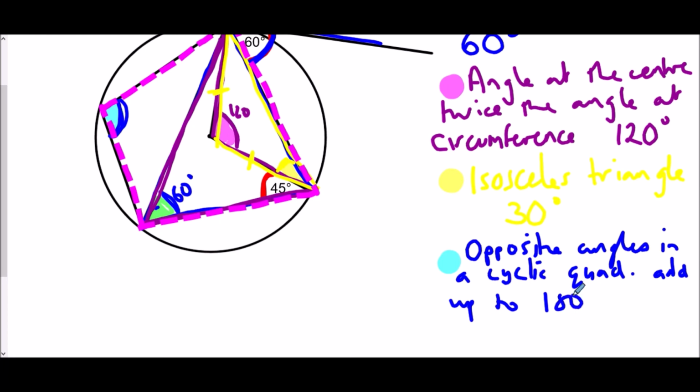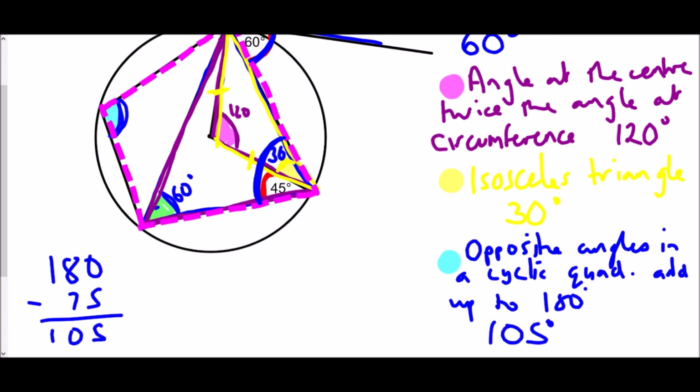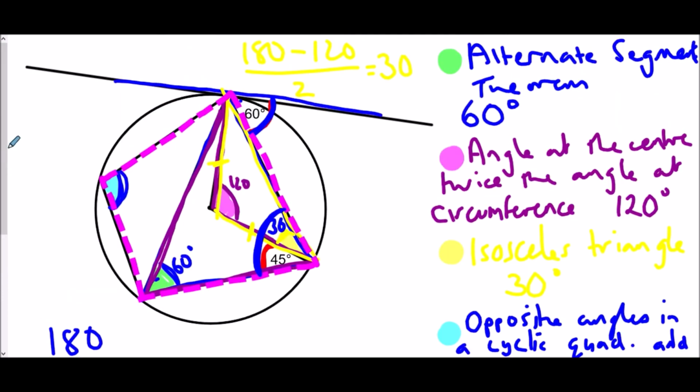But that means we need to use this entire angle here. That is an entire angle of 75 degrees, and therefore the last little bit here is to do 180 take away 75, which means that the blue angle must be 105 degrees. And so we have found all of the missing angles that we were requested.